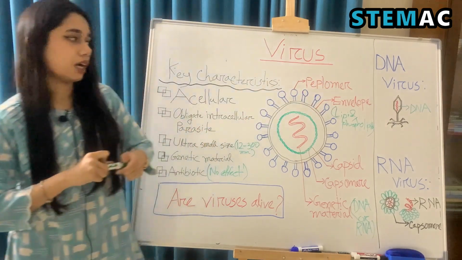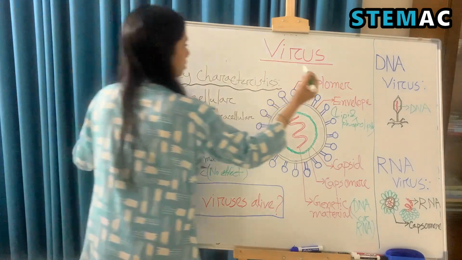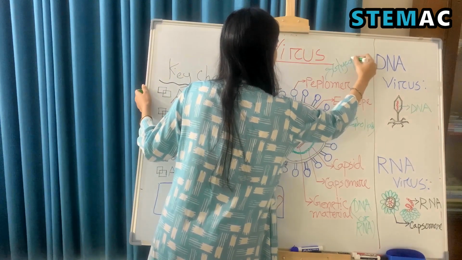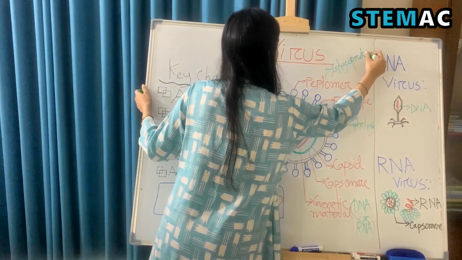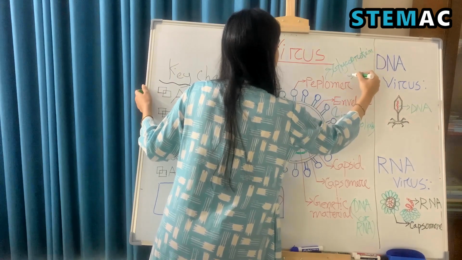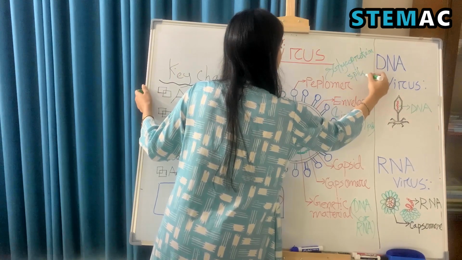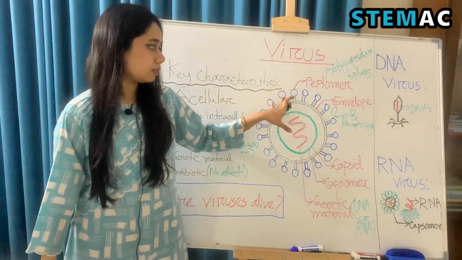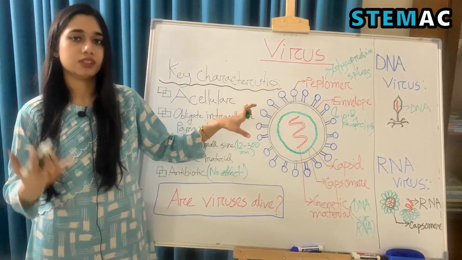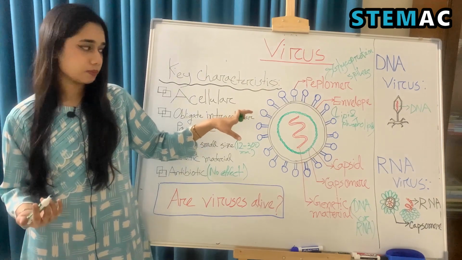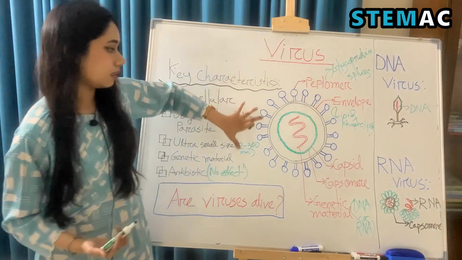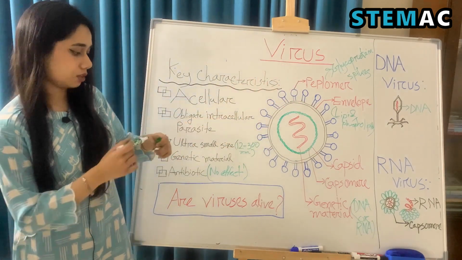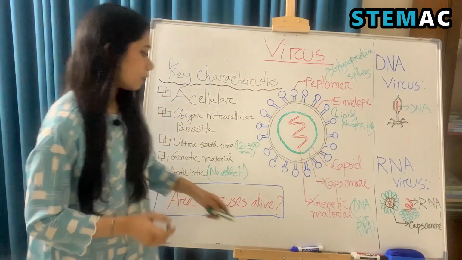Peplomers are glycoprotein spikes. These spikes help a virus to attach to a host cell. So this is basically what a virus looks like. This is the basic structure of a virus.